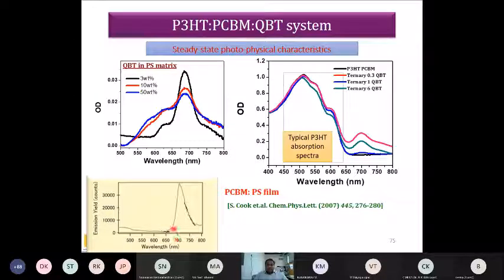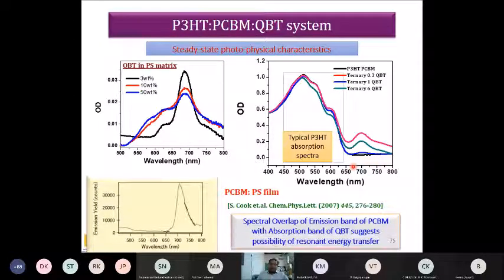How? PCBM is emitting in the region where the QPT is absorbing. So one can say that if I have my solar light in the 400 region where the PCBM is absorbing, I should be able to increase the EQE because it should absorb the light and do the down conversion. Okay, how is down conversion? It would give away its energy to the QPT. Now QPT should get excited from that and do further processes. So overall, the spectral overlap of the emission band of PCBM suggests that there is a possibility of resonant energy transfer.